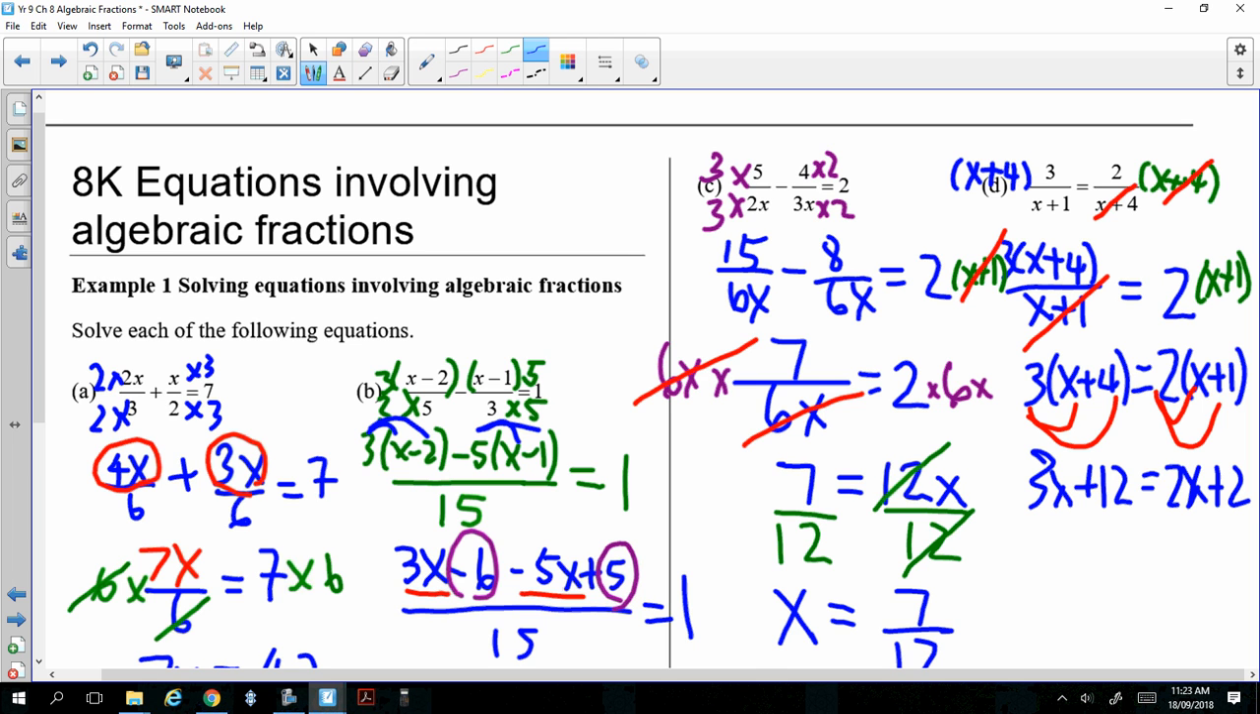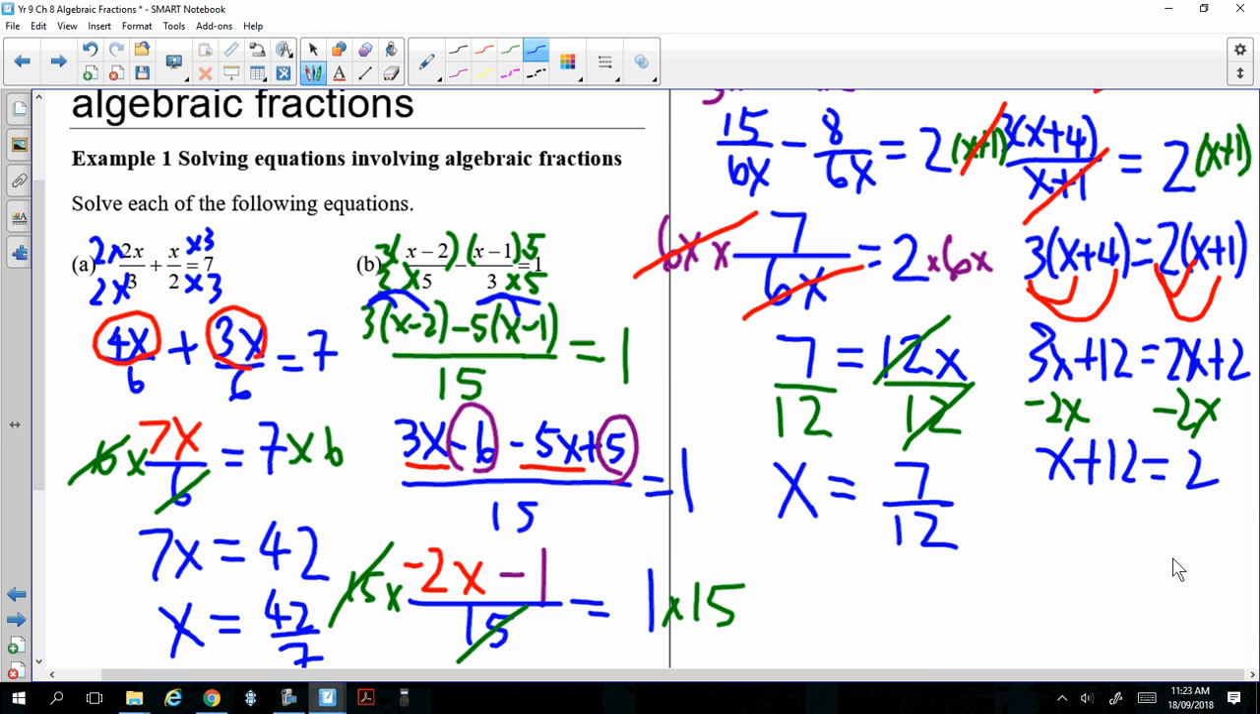Ella, can you tell me what's the next step after I expand it? Yep, good. Take away 2x on both sides. Very good. And then what's the next step? Yes, nicely done. I think you're very good at doing this.